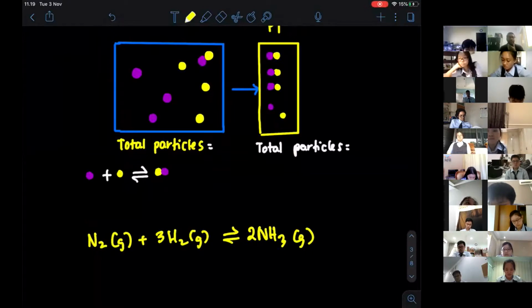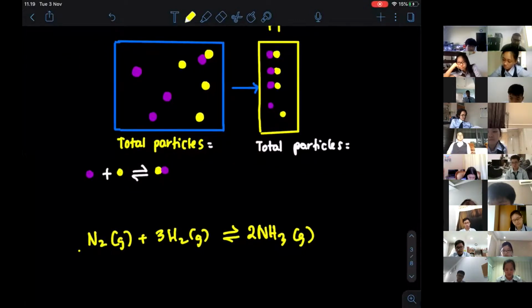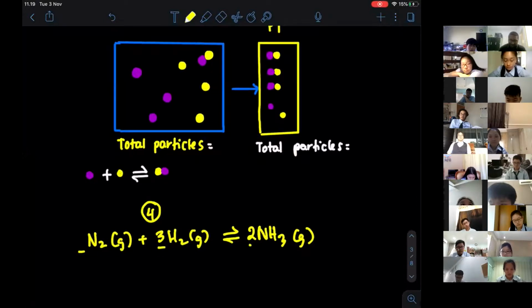How do we ignore? There is a trick over here, something similar to the temperature. You just look at the number of moles. This is 1, this is 3. Number of moles of the reactant, 1 plus 3, total, you just put 4. Put a circle. What is going to be the total number of moles at the product? 2. Put a circle.